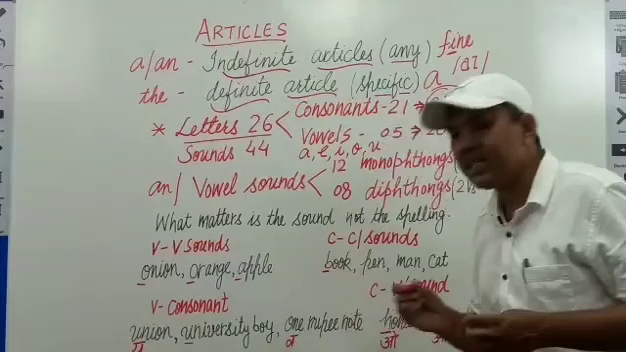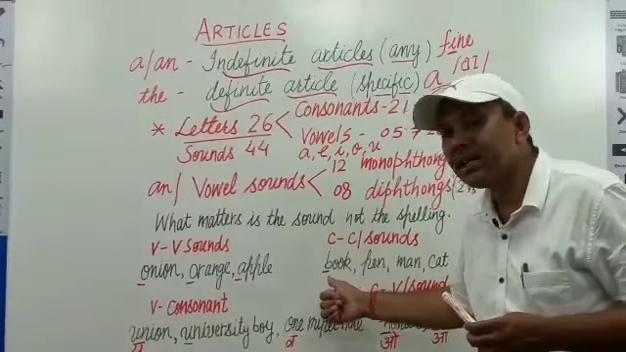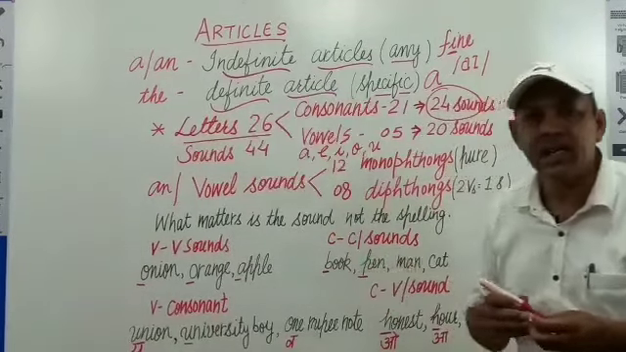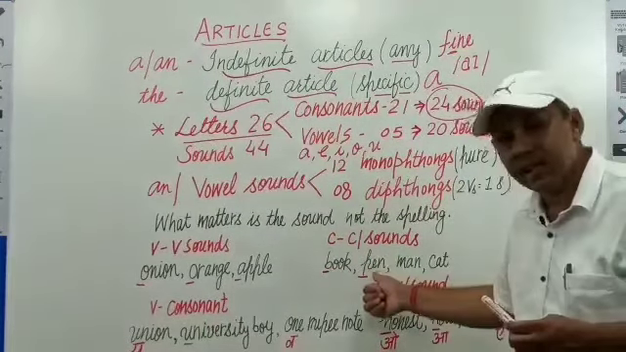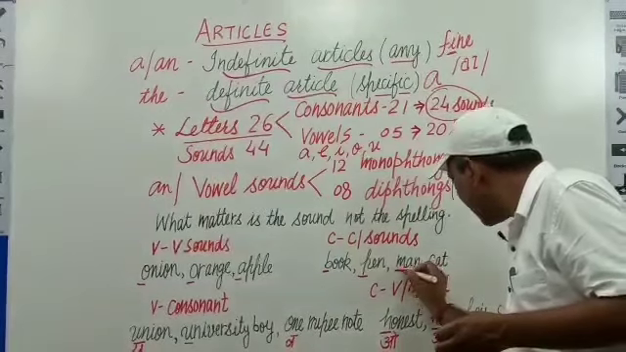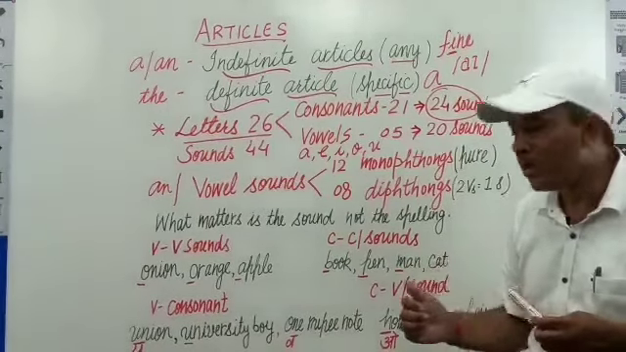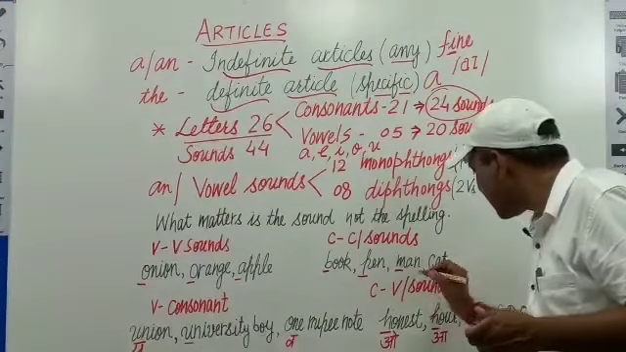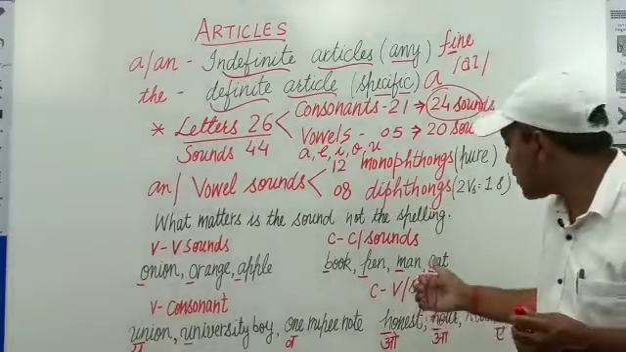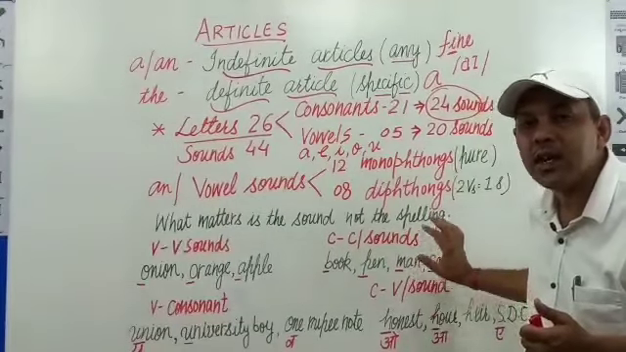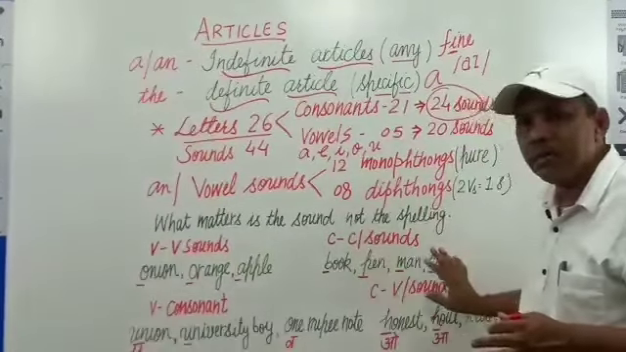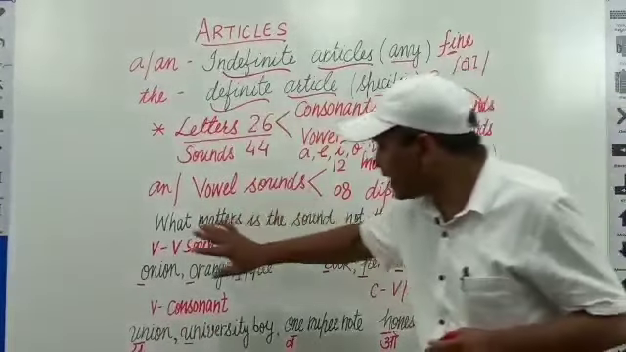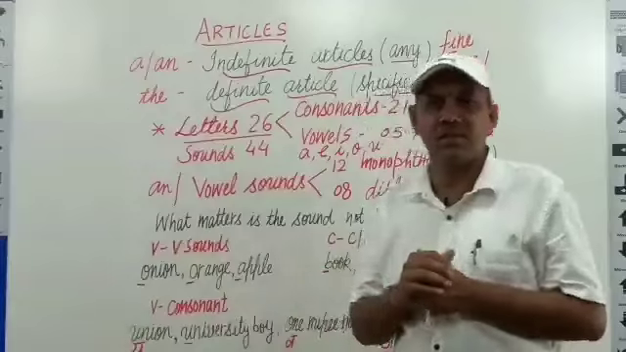This consonant B produces B sound in this word. Pen, this letter P produces P sound in this word. This letter M produces M sound in this word man, and this letter C produces initial sound K in this word cat. There is no problem because these consonants produce consonant sounds. These vowels produce vowel sounds.